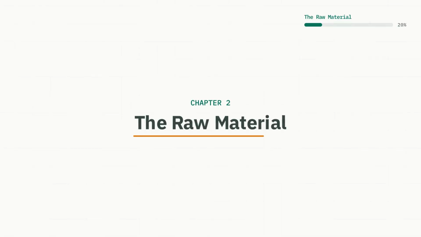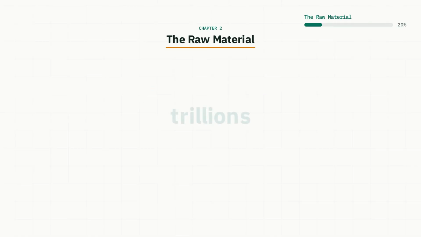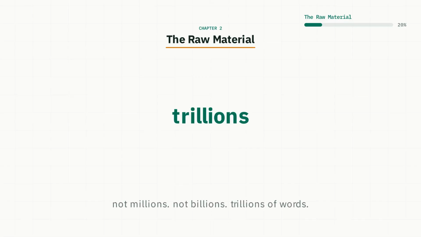Chapter 2: the raw material. If the whole game is predicting the next word in real text, then the text you learn from is everything, and the appetite here is difficult to overstate. Modern models are trained on truly staggering quantities of text, not millions of words, not billions, trillions.